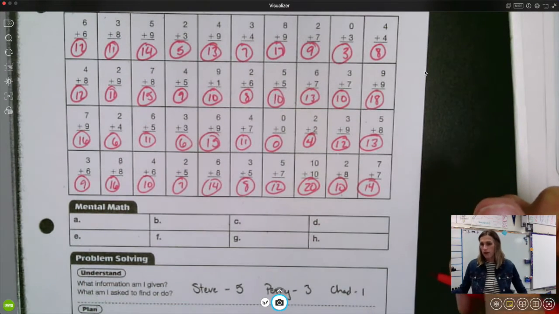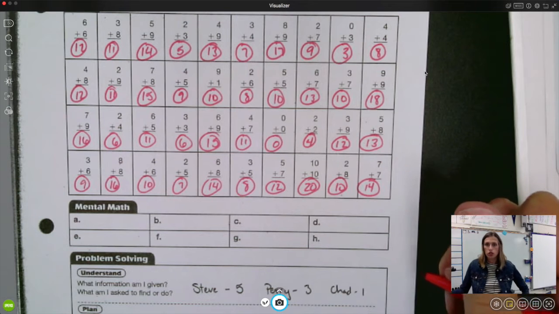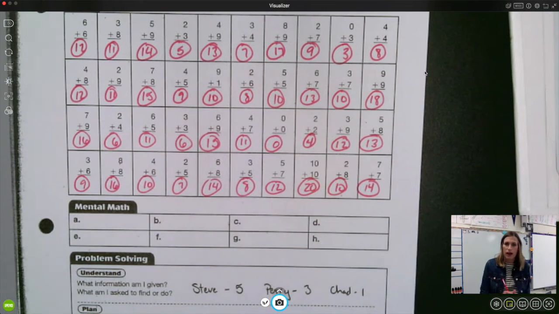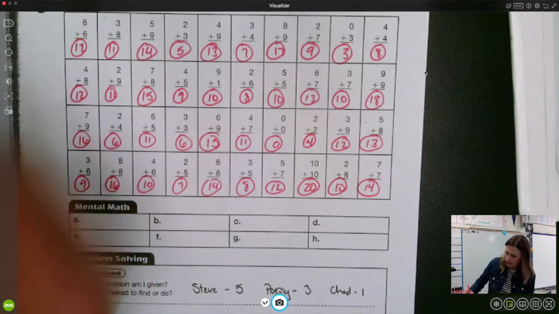Let's take a look at those power-up problems. Count by tens from 10 to 200. Let's rock it out. Here we go. 10, 20, 30, 40, 50, 60, 70, 80, 90, 100. 110, 120, 130, 140, 150, 160, 170, 180, 190, 200. Nice job.